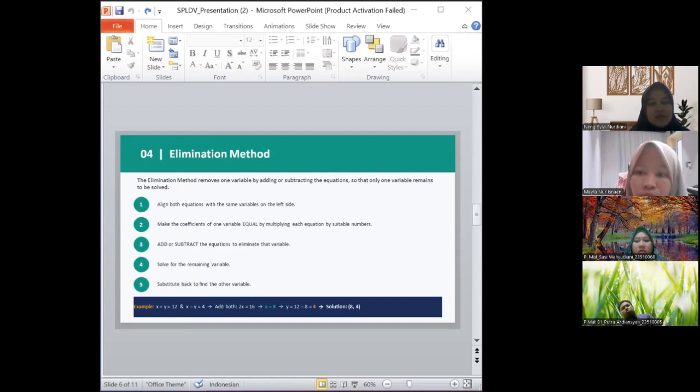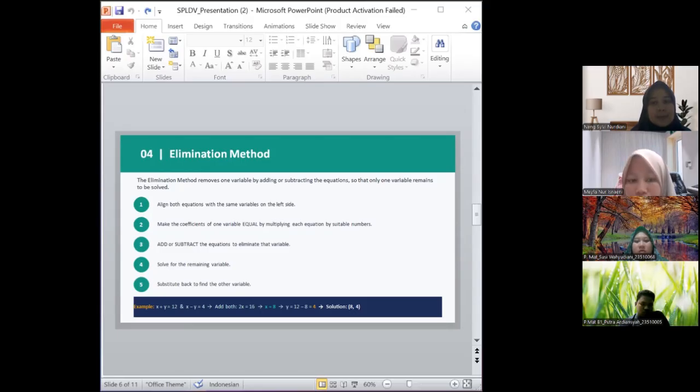And step 5, sorry, on your screen I had some trouble. In step 5, you should do it again to find the other variable.